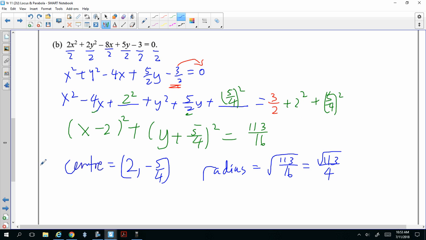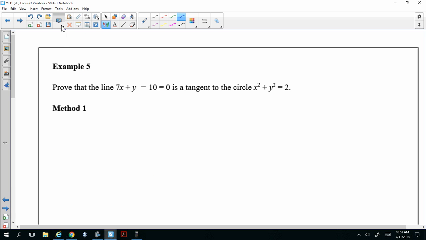Okay, all done. Next page. We did that in the last topic. We're going to prove this line is a tangent to the circle. How do I prove something is a tangent? What's the method involved? Substitute, right? We have to solve simultaneously.